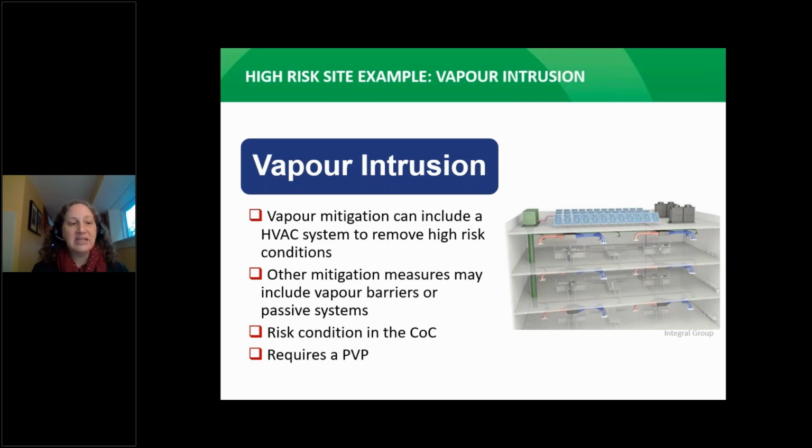In some cases, risk management other than an HVAC system may be in place. For example, a thick foundation combined with a vapor barrier can be installed to impede vapor ingression into a building, or a passive vapor mitigation system may be installed. Please note that a performance verification plan, or a PVP, is required in these instances because there will be ongoing maintenance and monitoring to demonstrate that the risk controls remain operational. Annual statements or reports may also need to be submitted for ministry review.